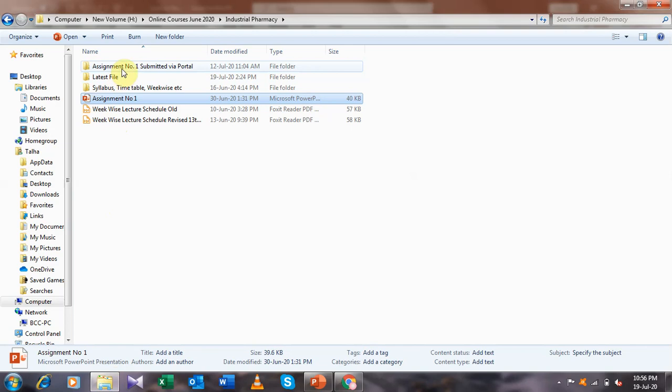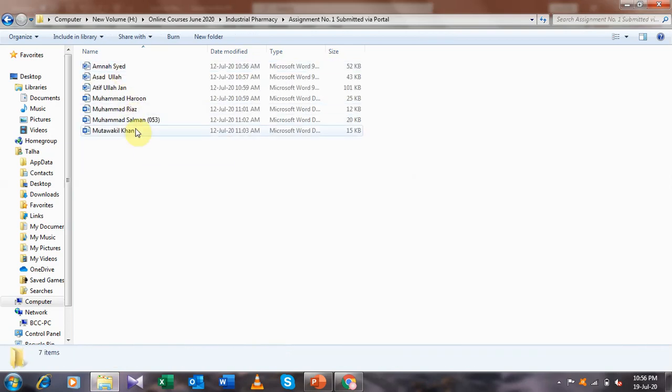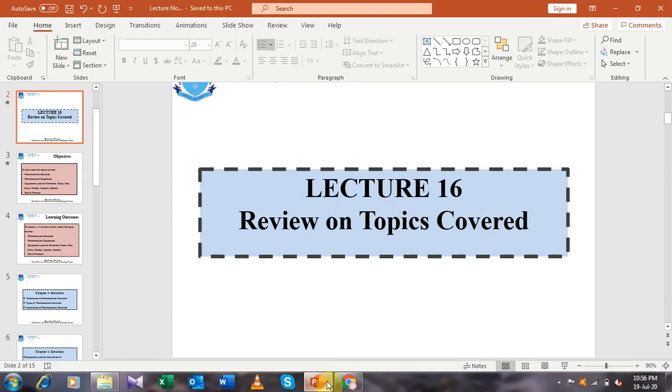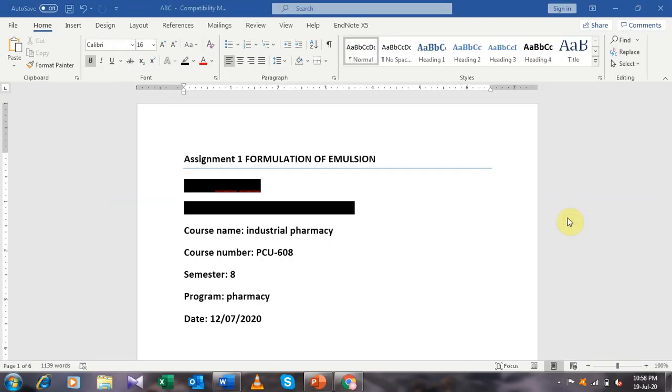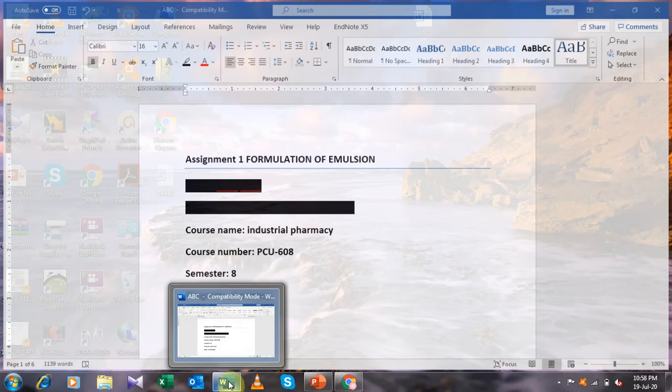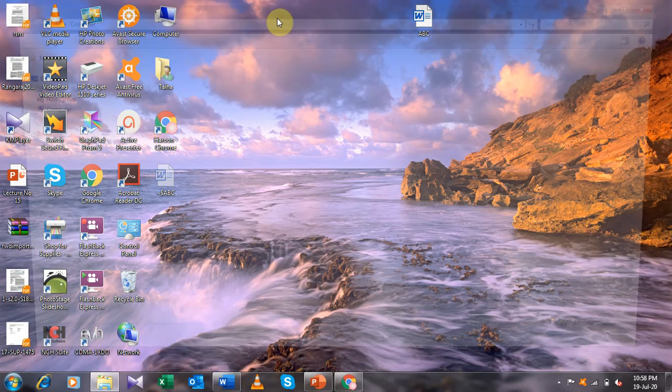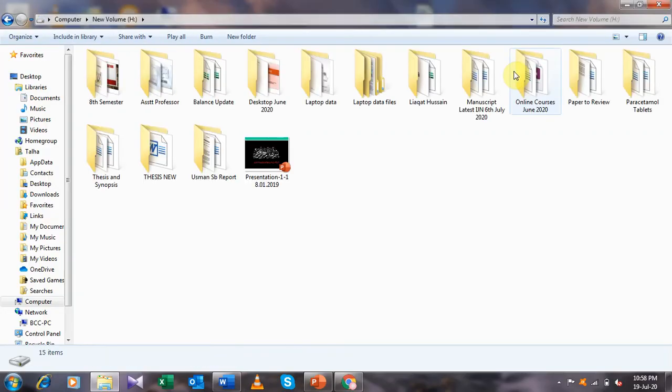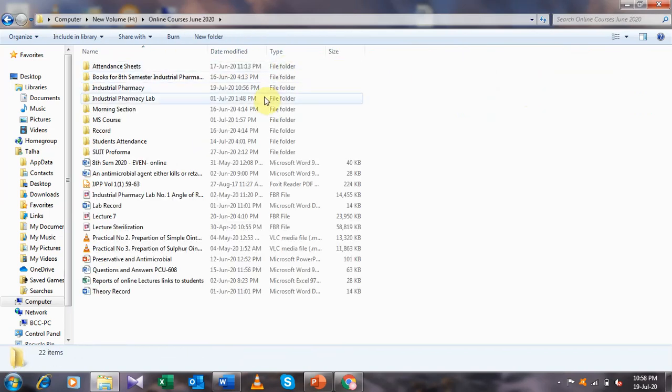Suppose I am interested to check one of the topics. Suppose one of the topics that I am going to share with you is the sample. Let's say, for example, I am showing you one example. The student has written the assignment on the formulation of emulsion, and first of all we will check what is the exact title that is mentioned, and it has been asked to submit the assignment on that particular topic.